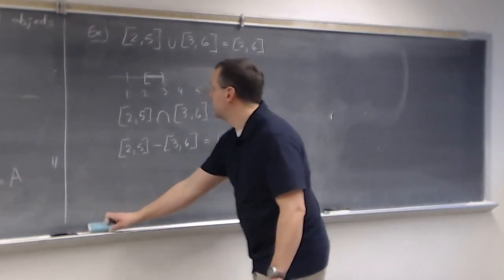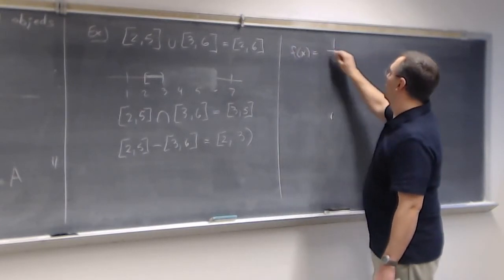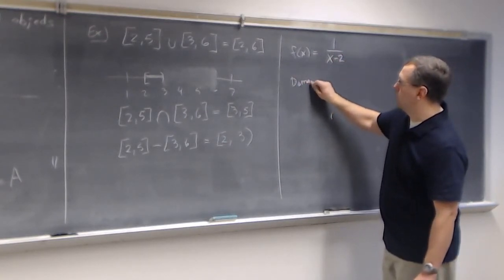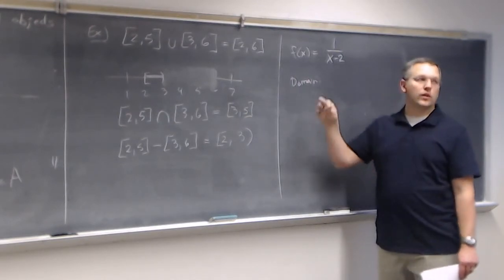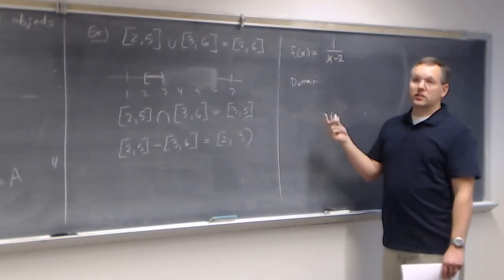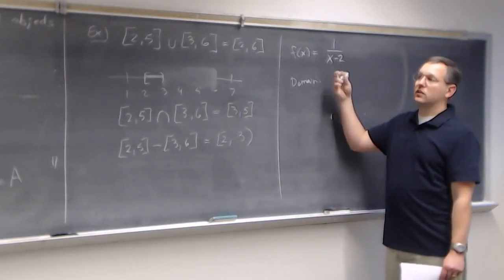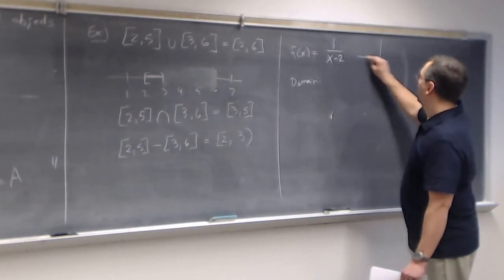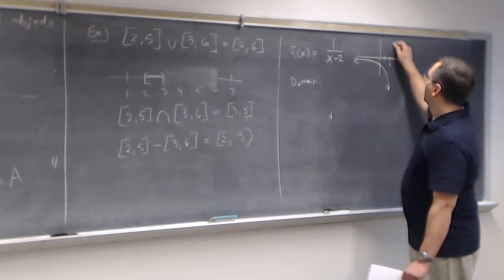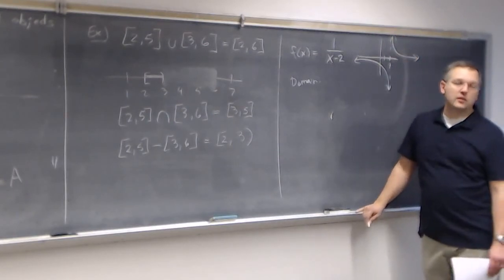Like I said, you've seen functions like f of x equals 1 over x minus 2, for example. The domain is the set of all x coordinates that you're allowed to plug into the function. That's one way to think of it. But we'll talk about functions this semester as just sets of points in the real plane. If you look at the graph of this function, there's going to be a problem at the number 2. It's going to have what we call a vertical asymptote at x equals 2.